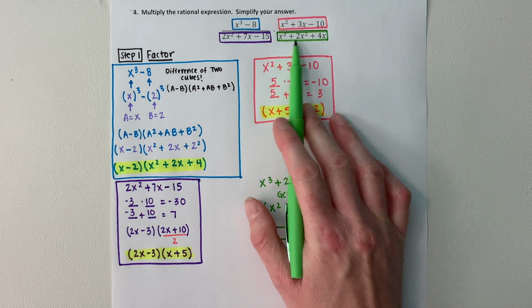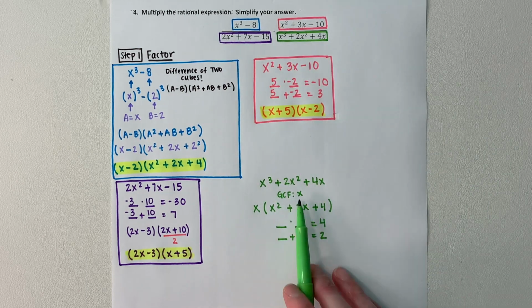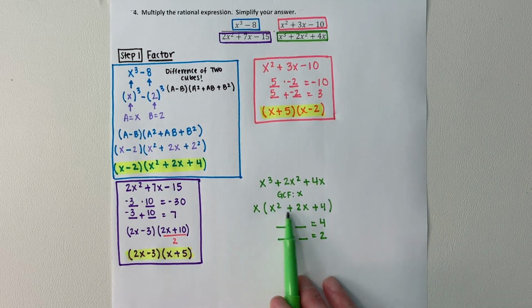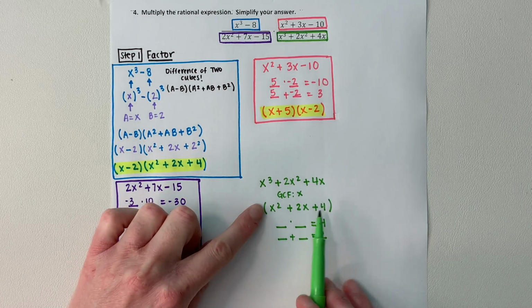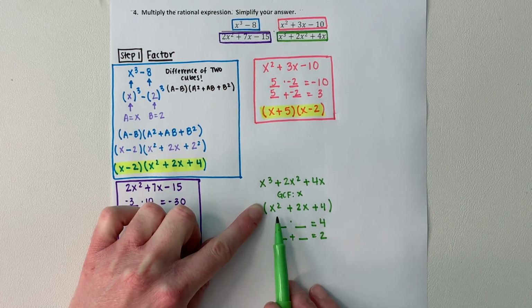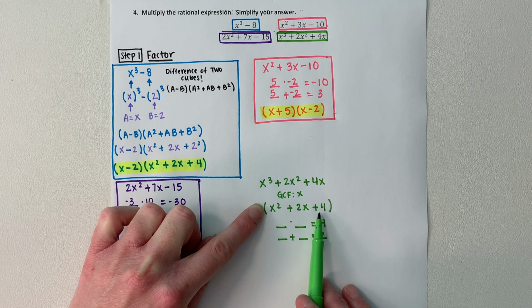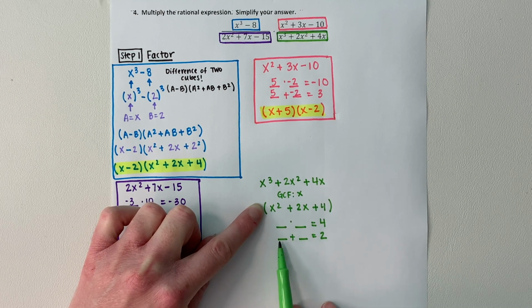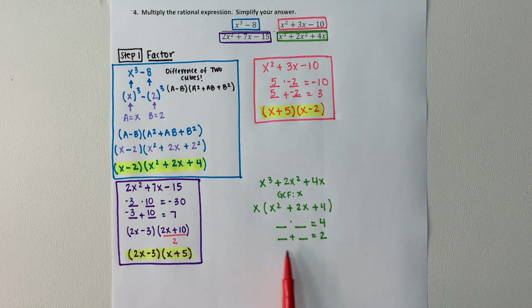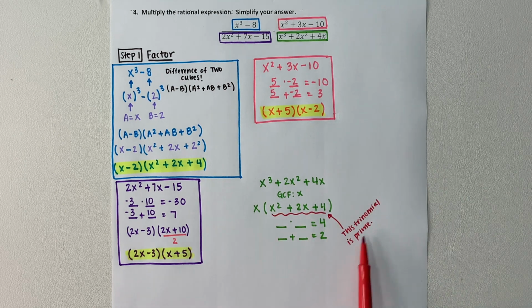Now to factor this denominator here. First, I factored out the greatest common factor, which was x. Next, I focused on this trinomial here. To factor this trinomial, we need to find two numbers that multiply to give us 4, and those same two numbers need to add to give us 2. Notice there are no two numbers that work. That means that this trinomial is prime.